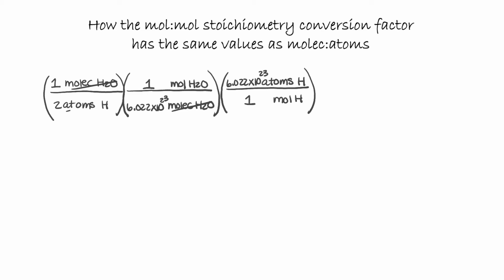We can now cancel atoms of hydrogen. Even though they're not next to each other, we still have a numerator and a denominator. And we can cancel the 6.022 times 10 to the 23 because that also appears in a numerator and a denominator. So we end up with the same values as the molecules to atoms conversion: 1 mole of water over 2 moles of hydrogen.